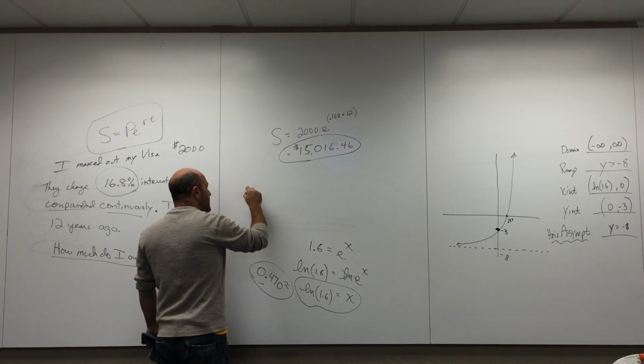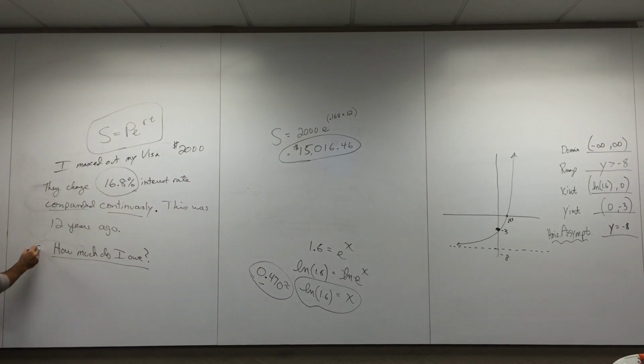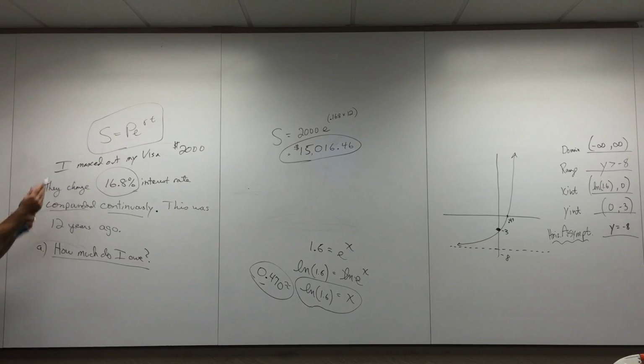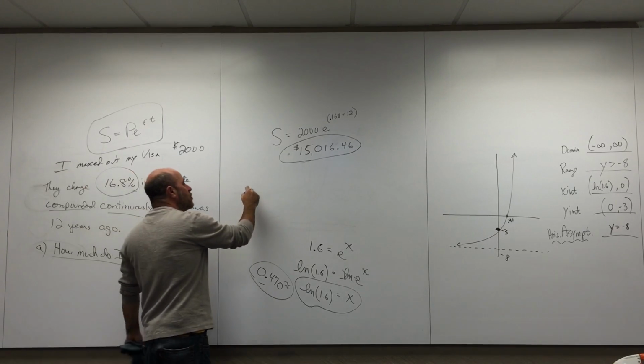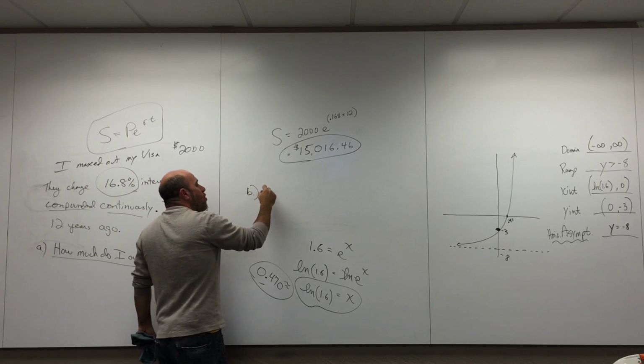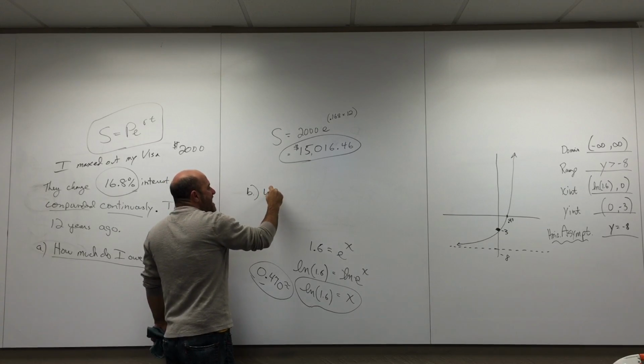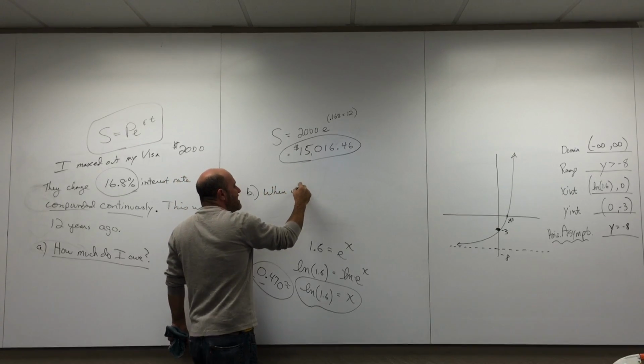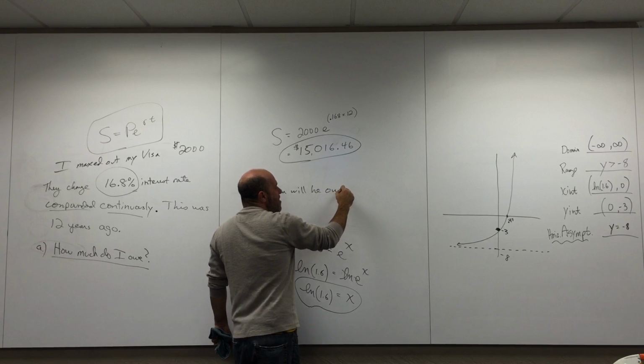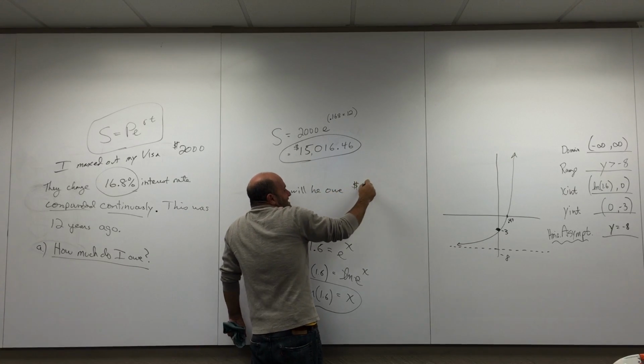This is what Visa says. Part A is, how much do I owe? Thank you very much. Okay, part B. This is a new cool question. You ready? Part B. Visa wants to know, when will he owe $1 million?